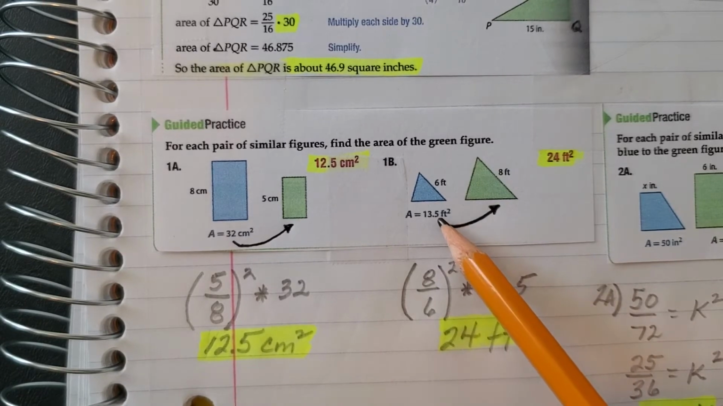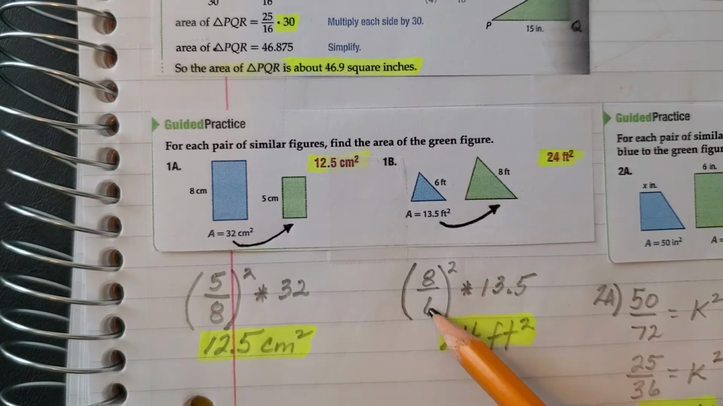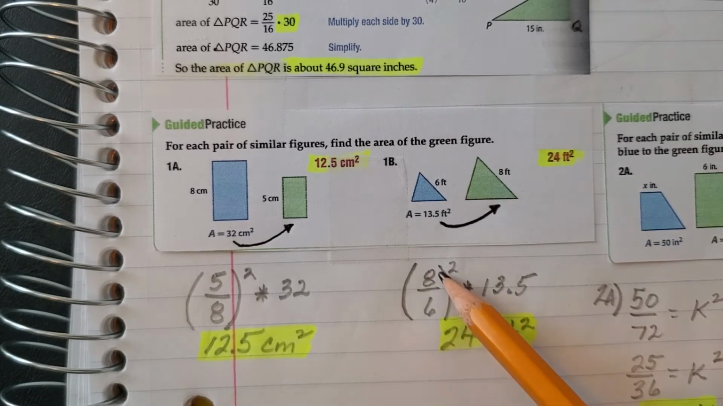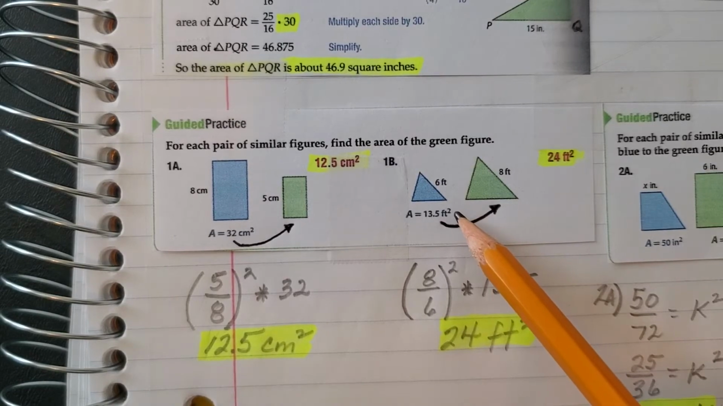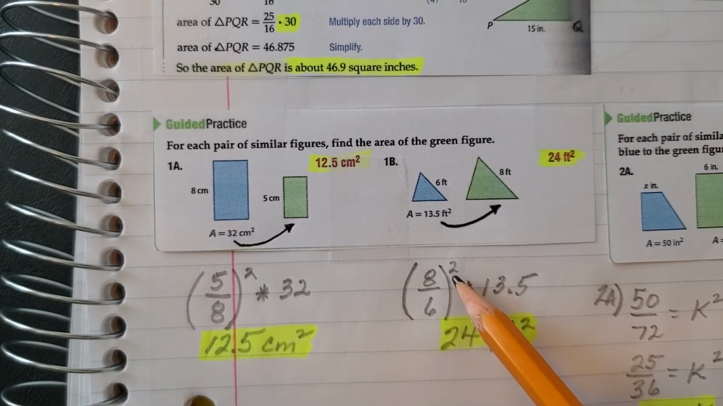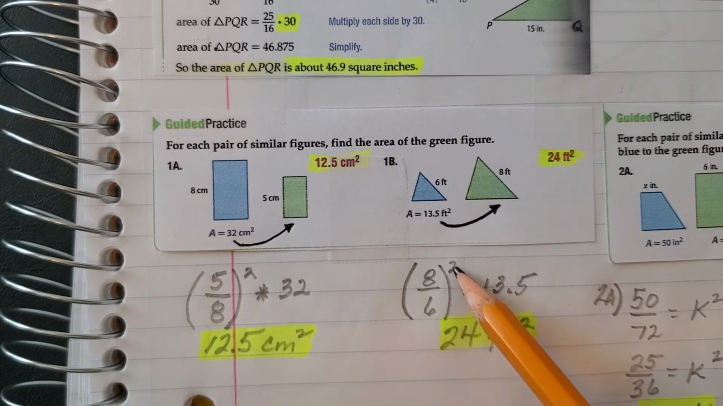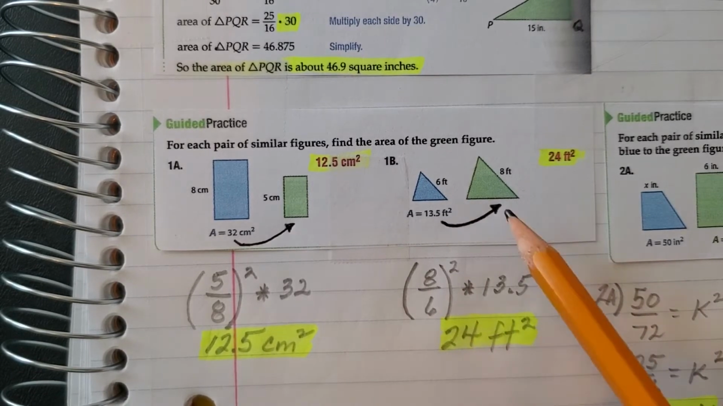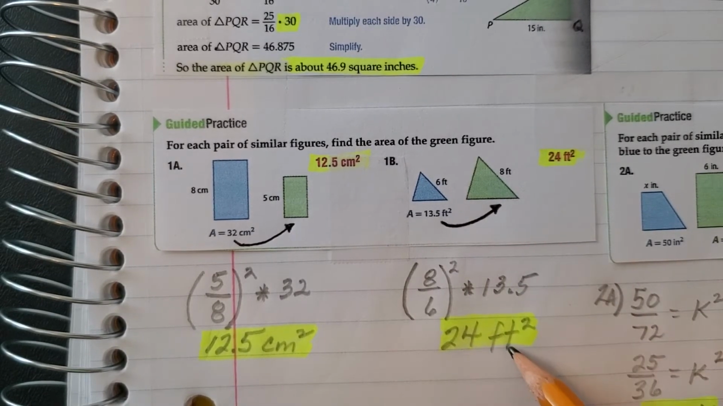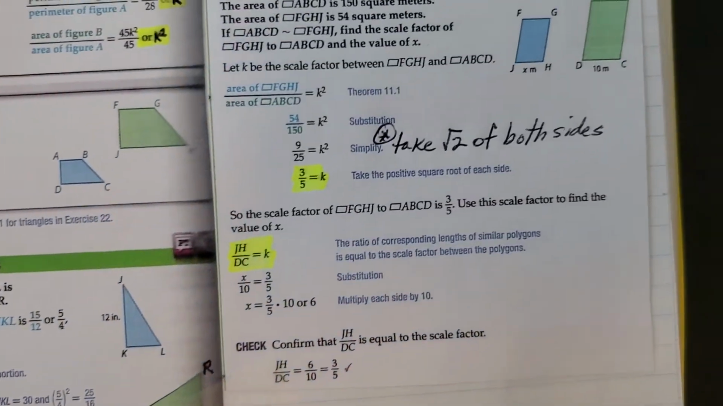Same thing here. You're going from a small figure to a large figure, so the scale factor has to be greater than 1. For the ratio of the areas of the squares, you square the scale factor. So you take 8/6, the scale factor, square that, and multiply it by the area of the blue figure to get the area of the larger green figure, or 24 square feet. And that's how you work the very simple problems once you know each figure.